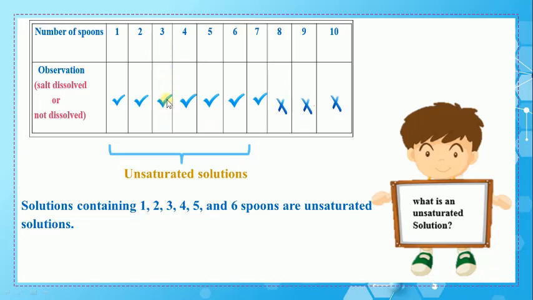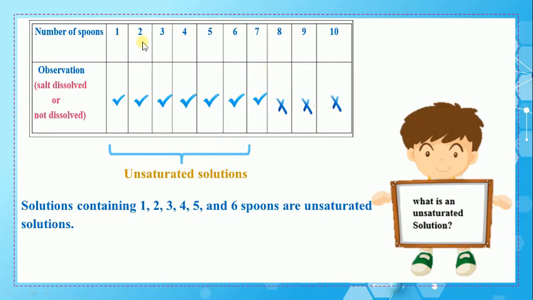The salt is dissolved in water. 3 spoons of salt are dissolved. We add the 4th spoon, it's also dissolved, so it can dissolve more solute. So we can say that an unsaturated solution can dissolve more solute. Now, what is the maximum amount of salt dissolved in water? Very good, it is 7 spoons.